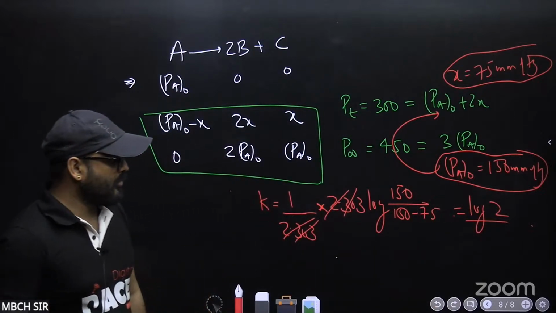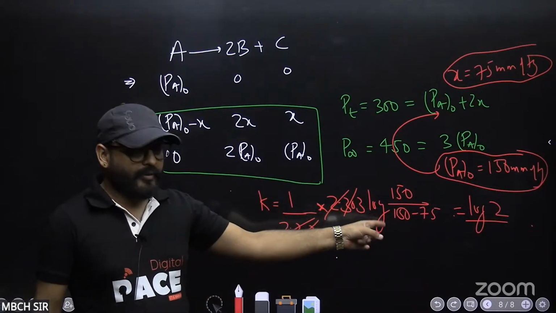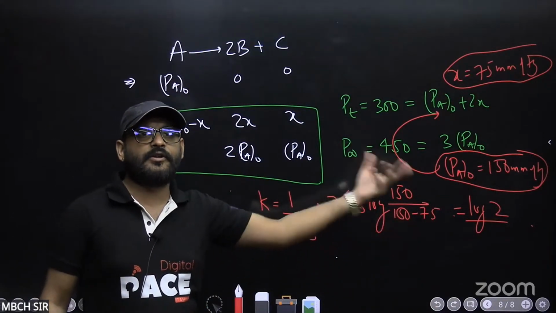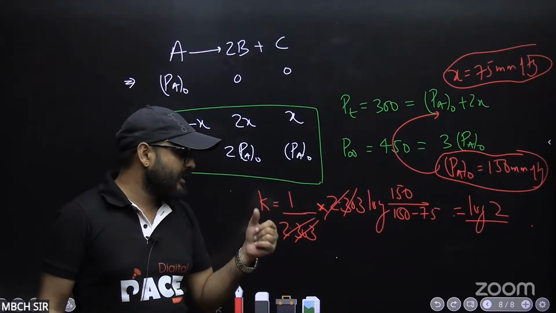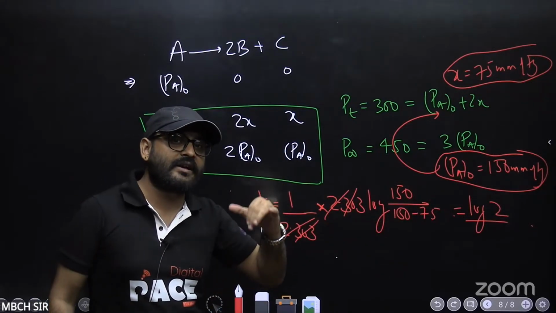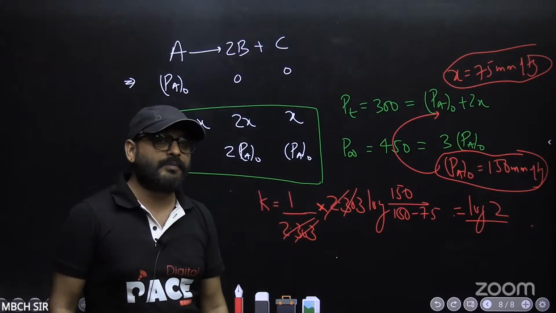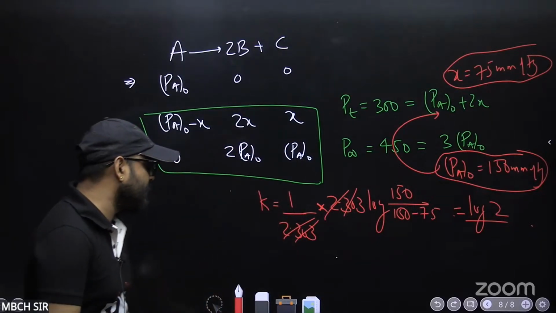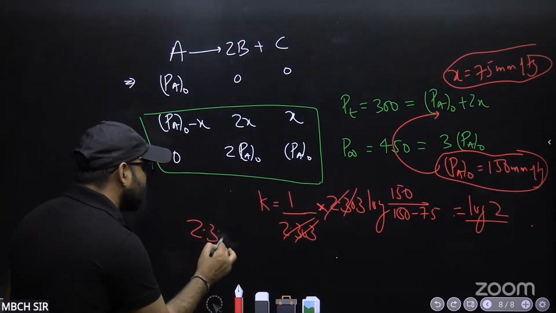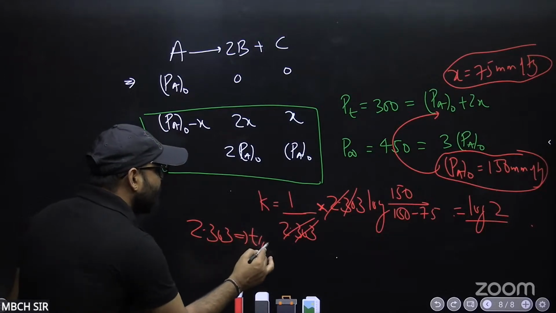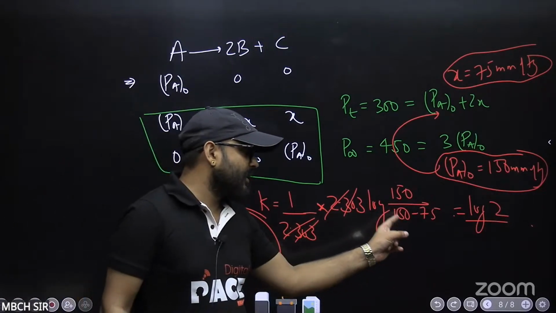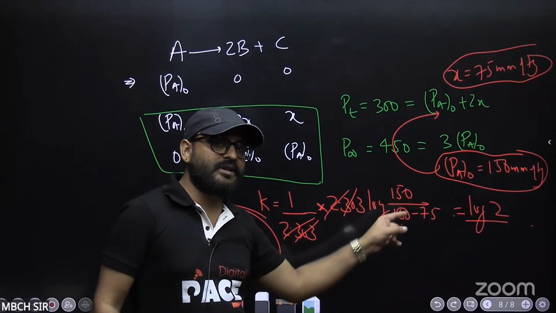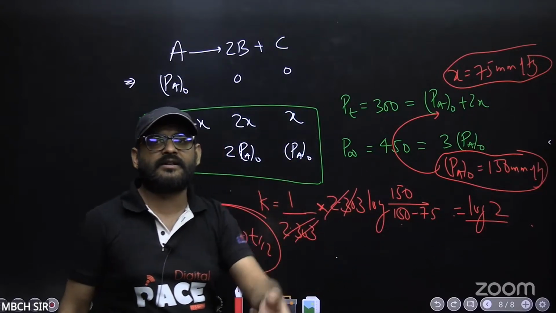And if you look carefully, 50% of pressure is reducing. In the same way, you can say that 50% of reactant is reacting. If 50% is reacting, then 2.303 is the T half of this reaction. See, 150, 75, 150, 75, 50% of reactant is reacting.